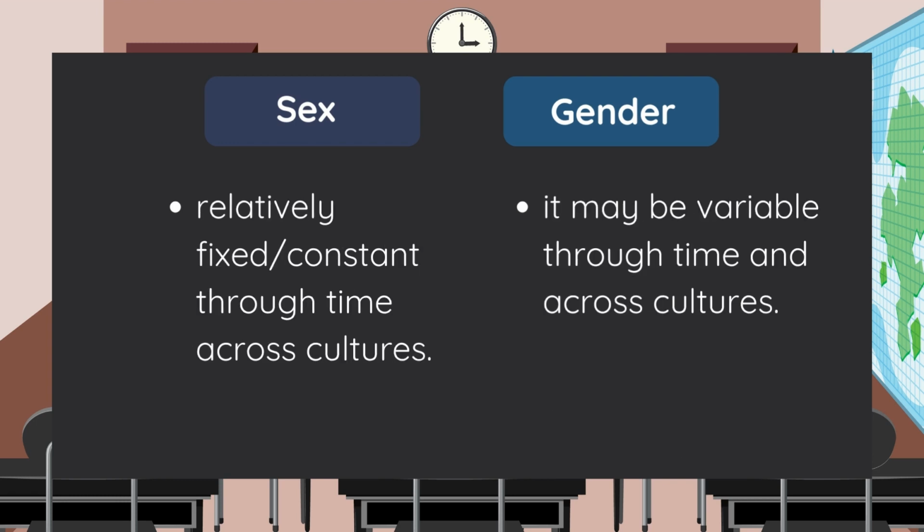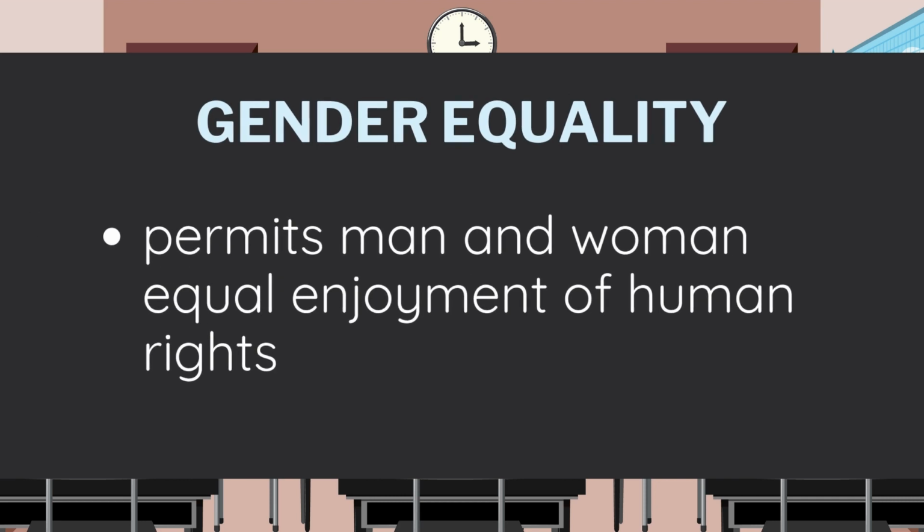Another is it is relatively fixed or constant through time across culture. And for gender, because it is socialized, it may be variable through time and across culture. Next term is gender equality. So this permits men and women equal enjoyment of human rights.